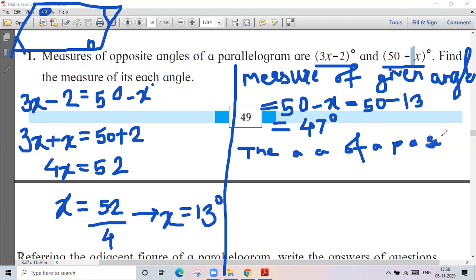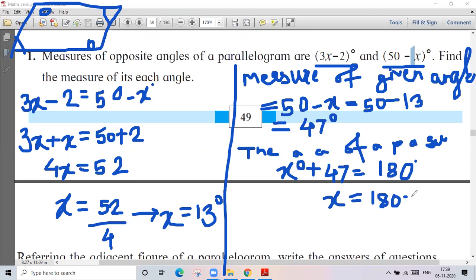They are supplementary. That means let the opposite angle be x. x plus 47 is equal to 180. That means x is equal to 180 minus 47. Right? So x will be 143. So you got four angles.